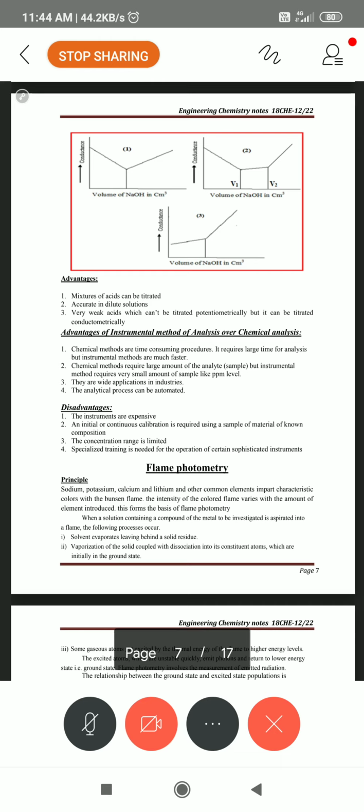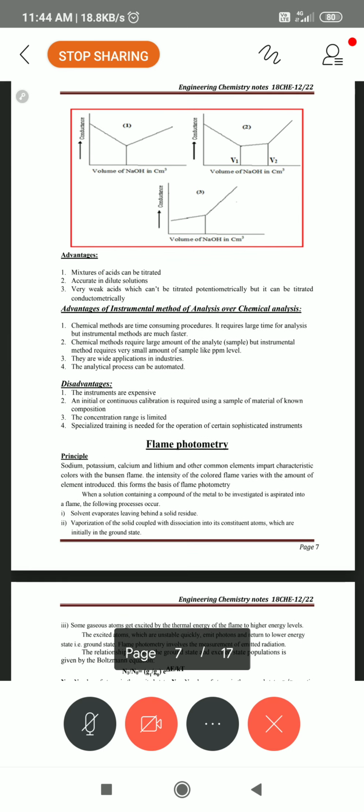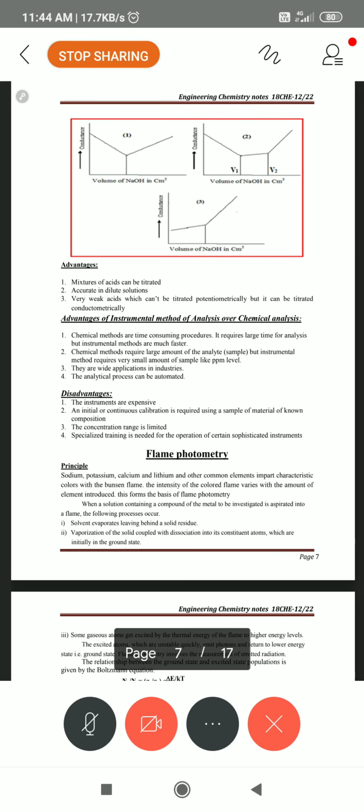Then pipette out 2 ml and add 48 ml DM water, 4 ml with 46 ml DM water, 6 ml with the remaining 44 ml of DM water, each made up to 50 ml. We can call these 20 ppm for 2 ml, 40 ppm for 4 ml, 60 ppm for 6 ml, 80 ppm for 8 ml, 100 for 10 ml. This is for potassium also. You keep it under this aspirator.